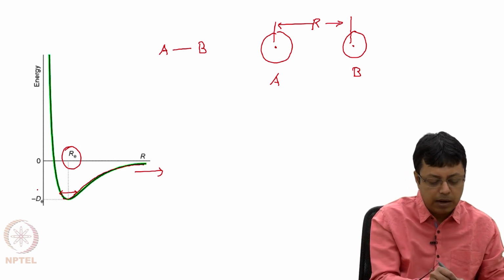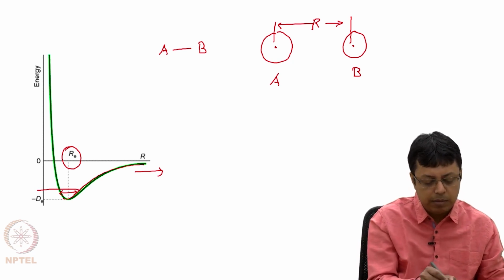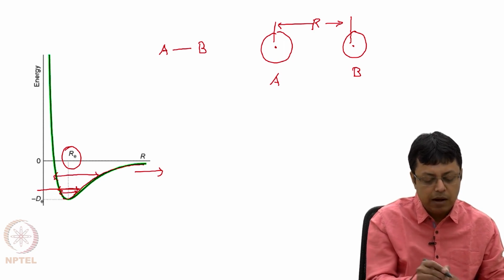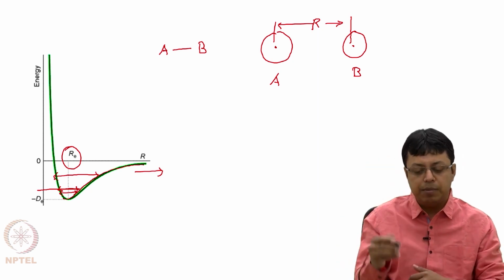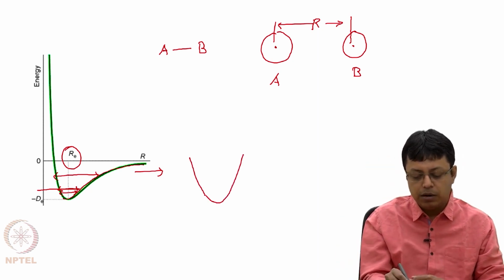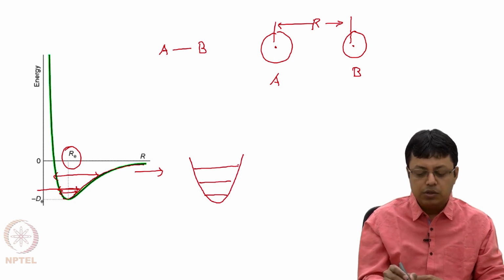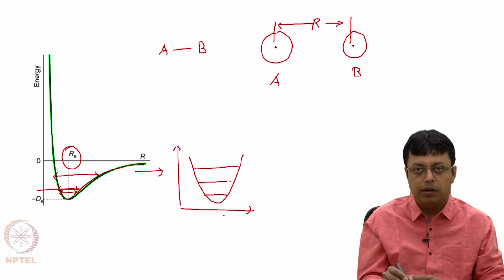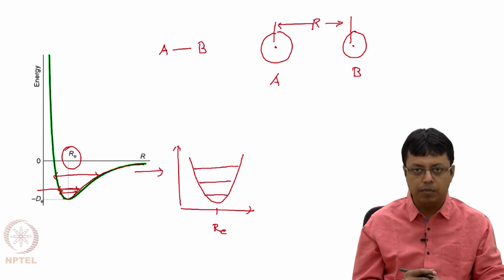Suppose the molecule at a particular time has this much energy. The amplitude of the vibration will be something like this. If it has a higher energy, it will have a higher vibration. So you have all these vibrational energy levels, and if you approximate with a harmonic oscillator, you know that a harmonic oscillator's energy levels are equispaced. This is the energy and this is the bond distance, and at this distance I call it the equilibrium bond distance.